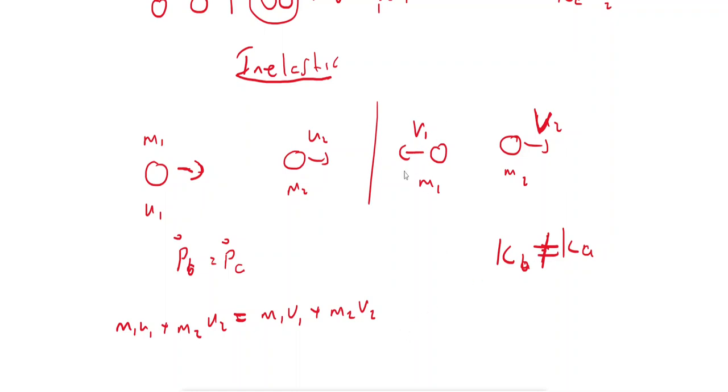So I'm not saying that in all cases you're going to get a situation whereby the object is going to go backwards. It just depends on the situation, and as to what you will actually get. Okay, so let's just look at a few examples on this.